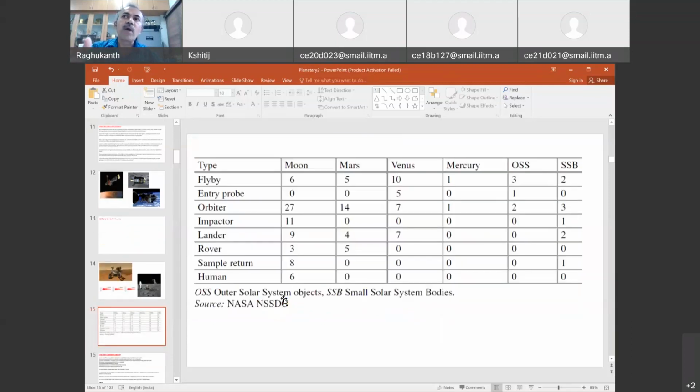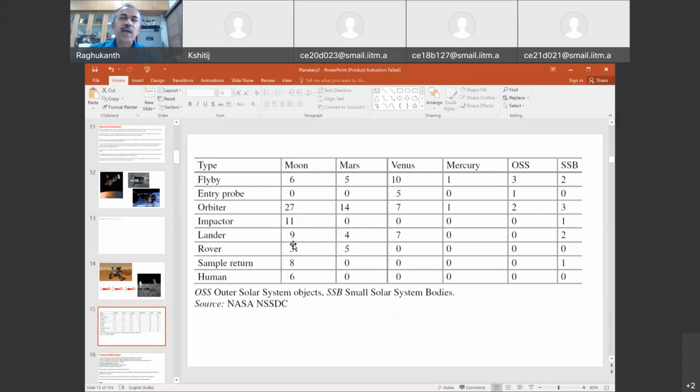So these are some of the studies, like for the moon, till date: 6 flyby missions have gone, and of course this number will increase in future. 27 orbiters have been sent to the moon to get all the data, and 11 impactors. They purposefully impacted an orbiter or satellite into the moon, so that when the impact happens, they can find out what is inside the moon. That also they have tried, and 9 landers have been done.